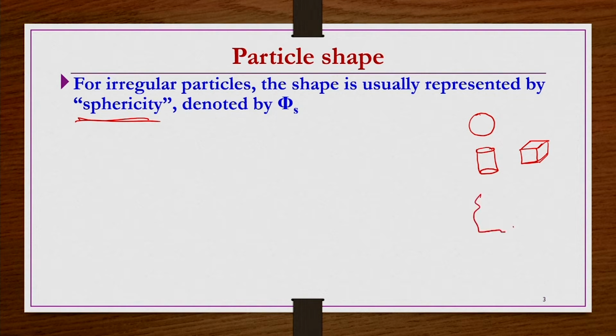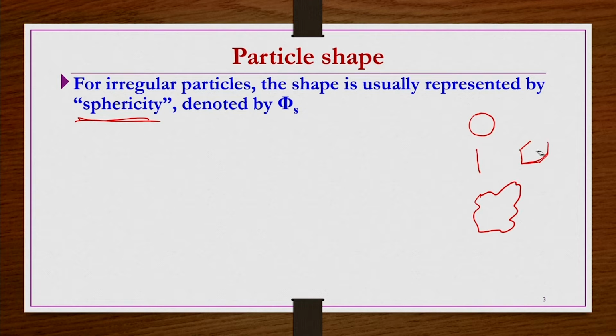So, let us say you have an irregular particle like this, or an irregular needle particle like this. If you have different shapes like that, then how spherical each one is, we can calculate by this sphericity, and that is what we are going to do particularly in this lecture.